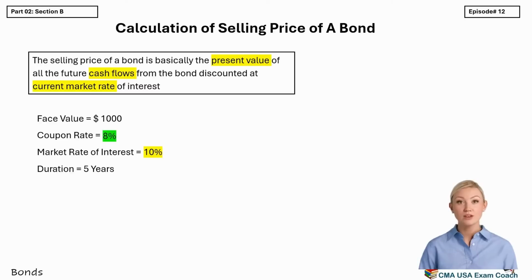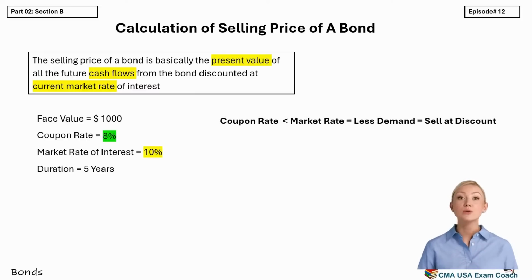Let's compare. Our bond pays 8%. But new bonds in the market are paying 10%. So, what do you think an investor will prefer? Of course, a bond that gives higher interest. No one would want to invest in something that gives less return unless there's a good reason. As a result, our bond becomes less attractive. Investors can get more return elsewhere.